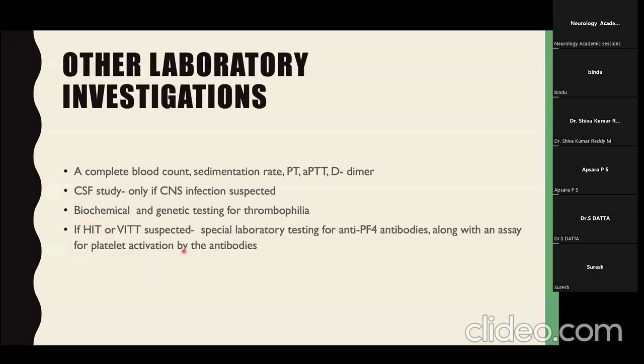In heparin-induced thrombocytopenia and vaccine-induced thrombocytopenia, thrombosis leading to CVT, if this is suspected, one should do anti-PF4 (platelet factor 4) antibodies, because these antibodies were identified in these patients, mainly with adenovirus-based COVID vaccines.